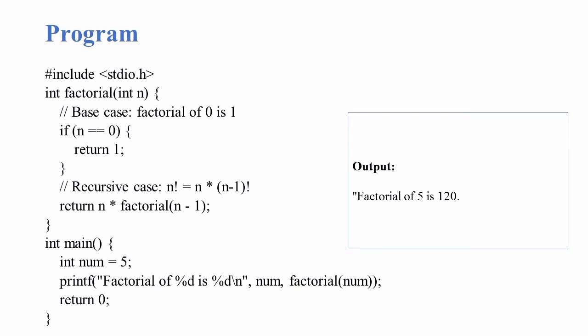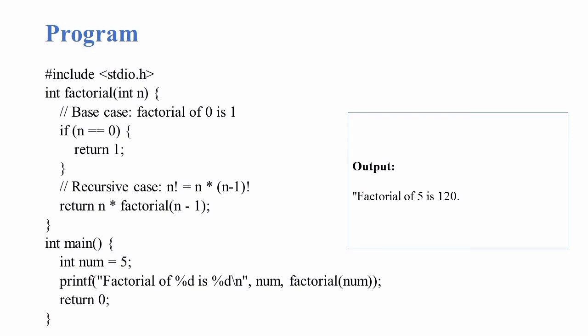The recursive case calculates the factorial of n using the formula n factorial equals n * (n minus 1) factorial, where (n minus 1) factorial is the factorial of a number 1 less than n. The function returns n times factorial of n minus 1 as the result of the factorial calculation.